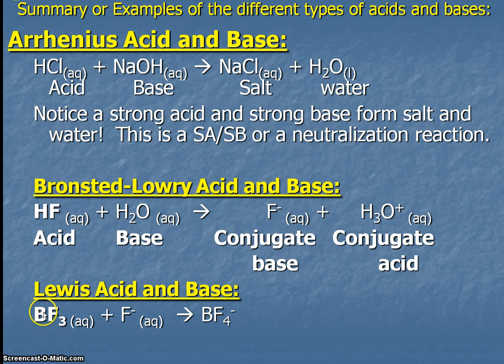Lewis acid and base is when we're combining two things. So we have F minus here that has a full outer octet, and we have BF3, which has one orbital that doesn't have any electrons in. So the F here donates the electrons, and we end up with a combination reaction.